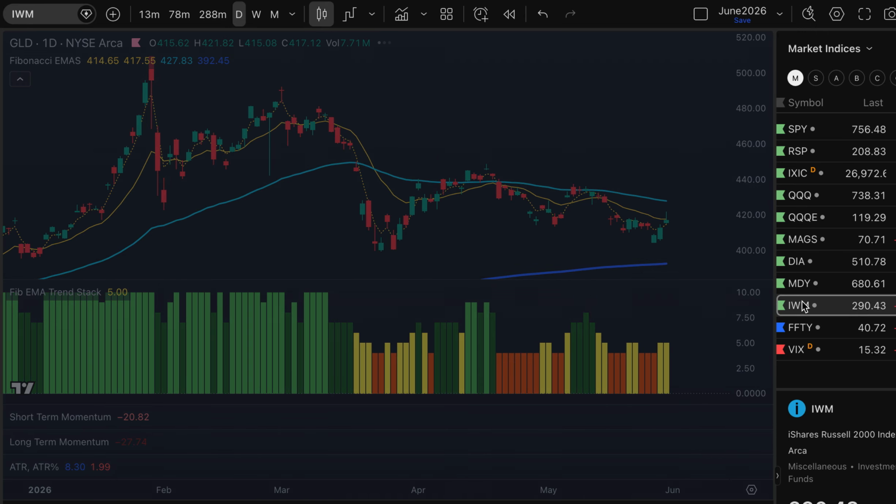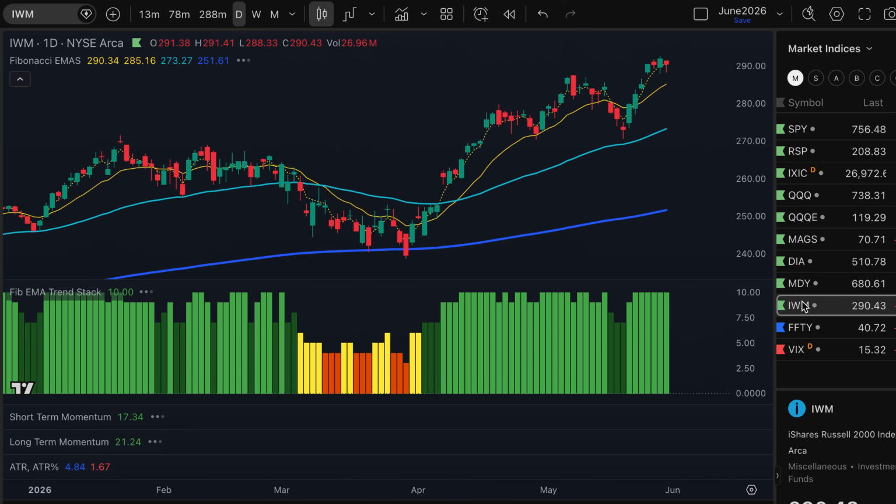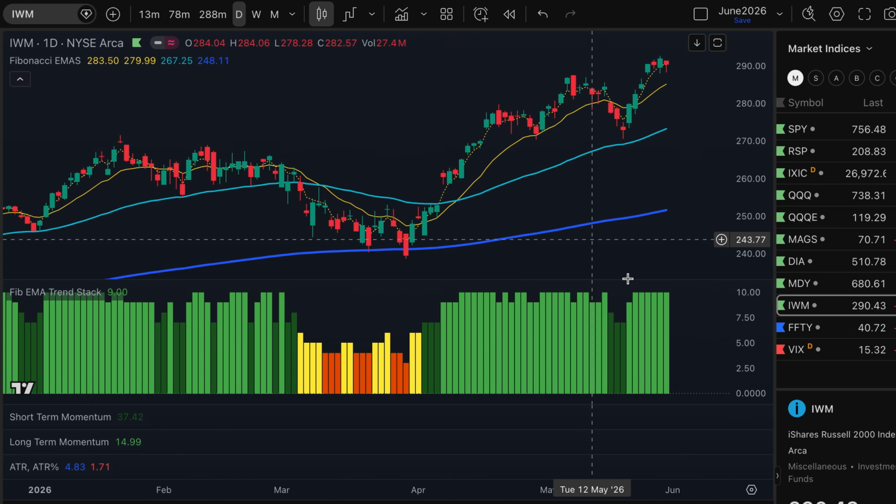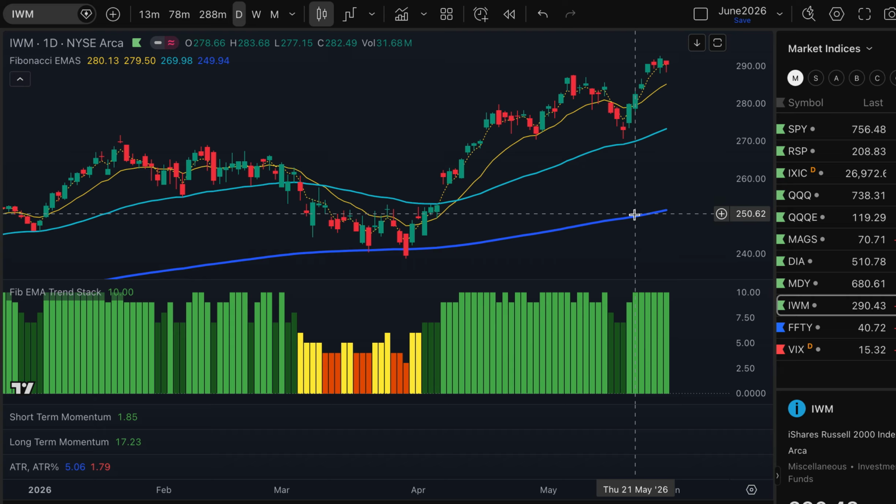We can look at IWM, Russell 2000. It's 10 out of 10. You can see back here, May 15th, it dropped down to an 8 and a 7, and then recovered back up to the 9s and 10s. So this is just a quick way for me to have a histogram to look at to know if the trend is in my favor or not. I want to see higher scores closer to 10 for a good uptrend. So that's the new indicator, the Fib-EMA trend stack.